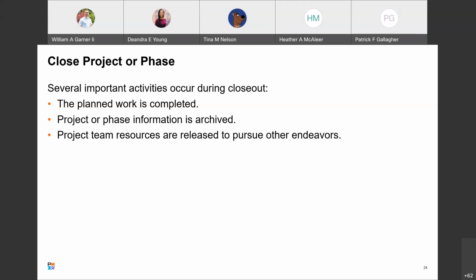This process ensures that the activities across all project management process groups are finalized to signify the formal ending of the project work and the project or phase. So there are certain activities that occur during this closeout period. The planned work is completed, project or phase information is archived, and the project team resources are released to pursue other endeavors.